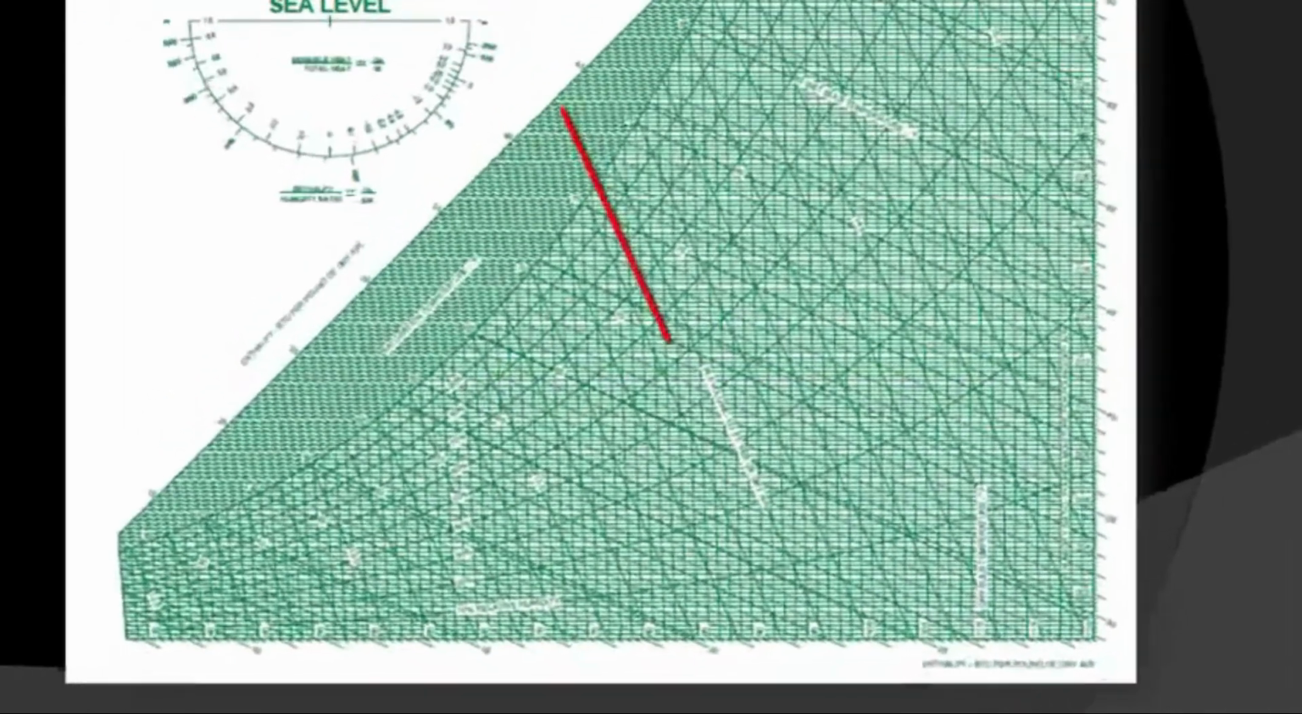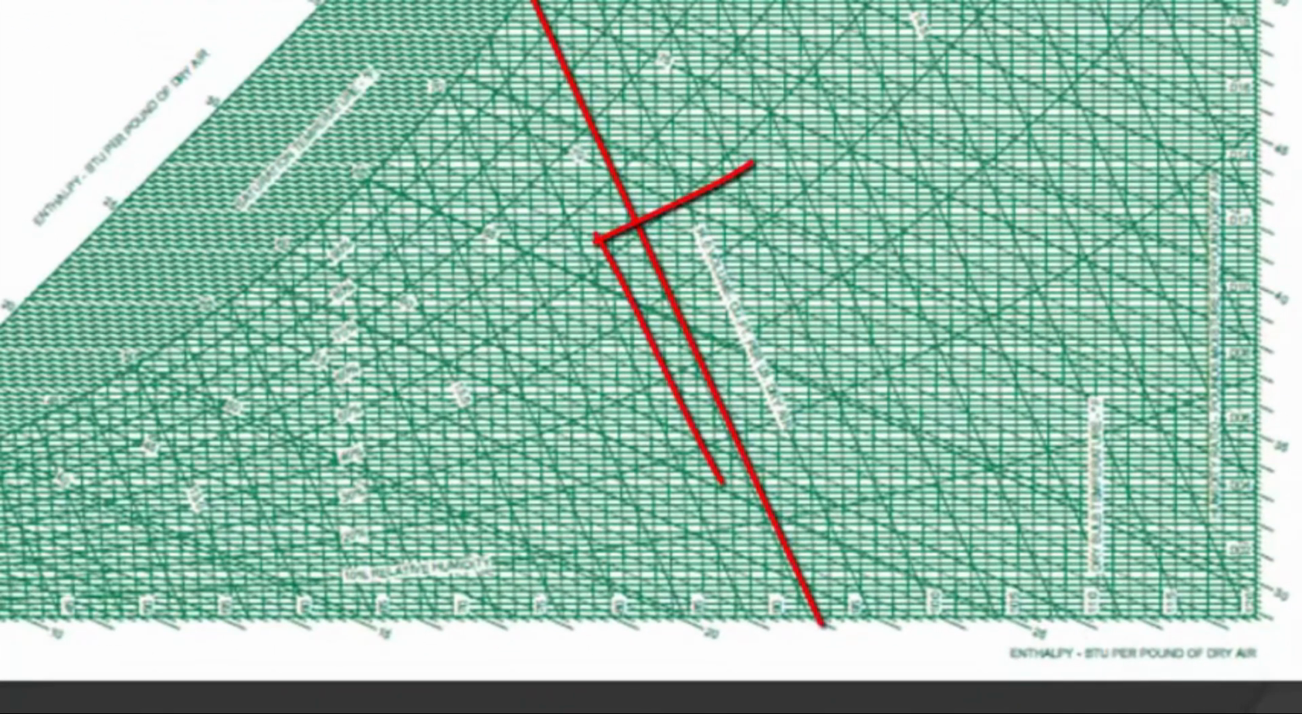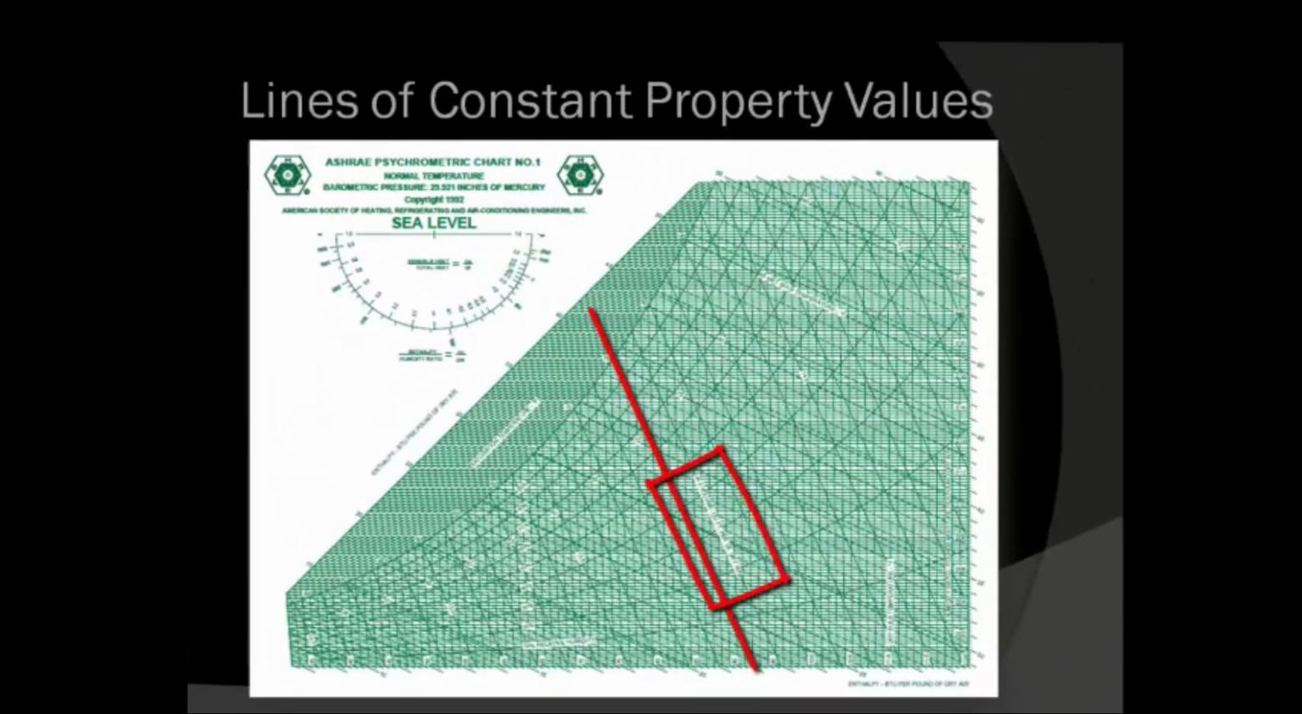Lines of constant specific volume, shown here in cubic feet per pound of dry air, are these lines that extend from the upper left to the lower right. The values begin at 12.5 cubic feet per pound of dry air at the left and continue up to 15.3 cubic feet per pound at the far upper right.